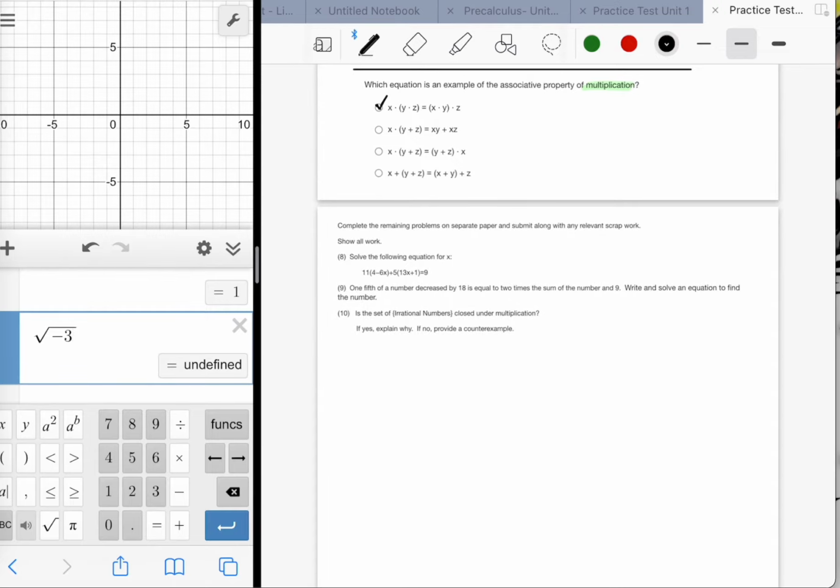And so the last little set of questions, one of them we've kind of already tackled, but we'll do it again anyway. Number 8, before we get to the one that we've already done: 11 times (4 minus 6x) plus 5 times (13x plus 1) is equal to 9. We want to solve this using the distributive property, at least to start. So we're looking at 44 minus 66x plus 65x plus 5 is equal to 9.